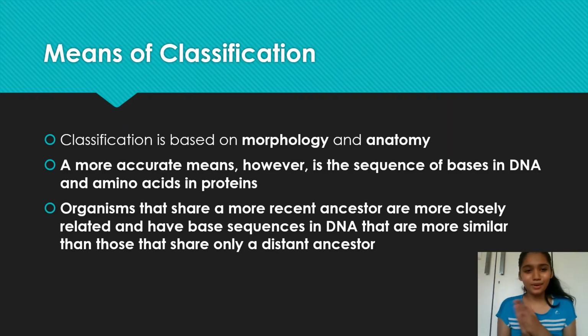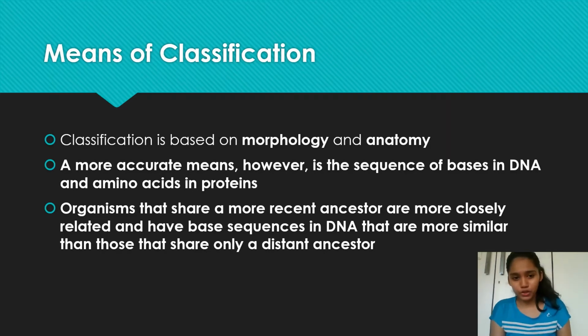Okay, yeah, so when we're back. So it's always unique, and that is how they help you classify. Organisms that share a more recent ancestor are more closely related and have base sequences in DNA that are more similar than those that share a distinct ancestor. Okay, so this sounds really convoluted, but I'll break it down for you.